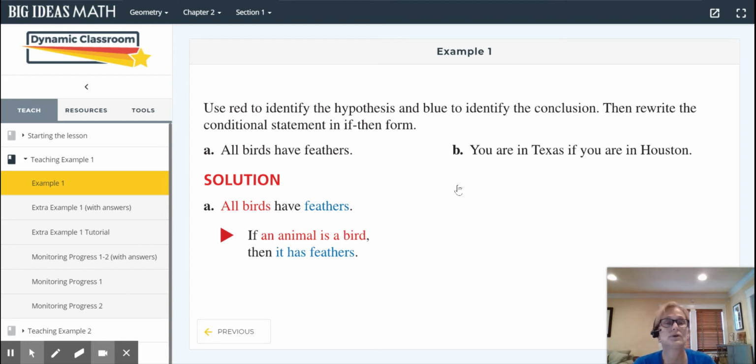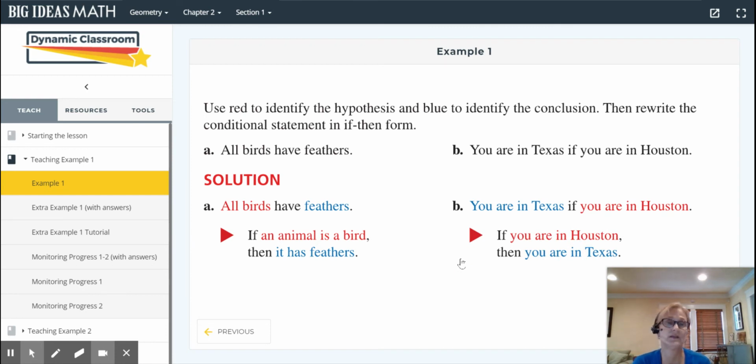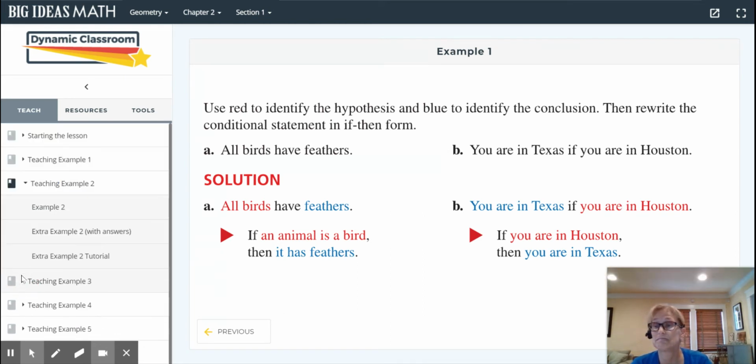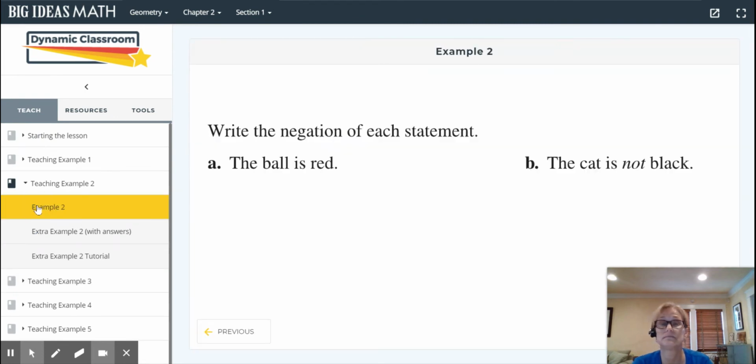Second example, you are in Texas if you're in Houston. So you would say, you are in Texas, that is your hypothesis. And if you are in Houston, that's your conclusion. If you're going to write it in a sentence, you would say, if you are in Houston, then you are in Texas. So it's not always exactly in the same form. You'll see how those are switched. But that is something we can do.